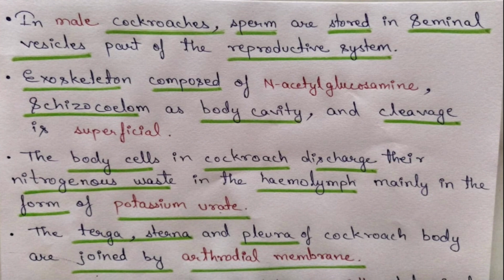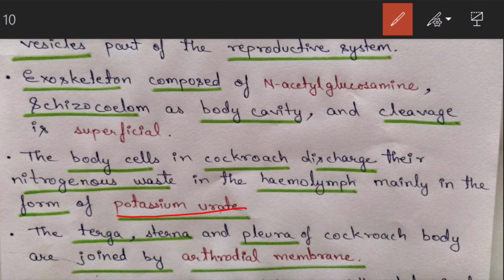Schizocoel as body cavity. Schizocoel is a body cavity which arises from mesodermal split. This body cavity is formed from blocks of mesoderm around the gut that enlarge and hollow out. And cleavage is superficial. The body cells in cockroach discharge their nitrogen waste in the hemolymph, mainly in the form of potassium urate. It is also an important point. All these points are very important. You must remember all these points.